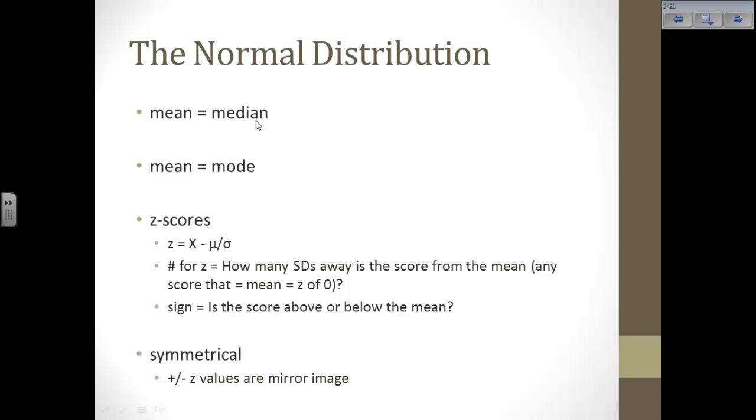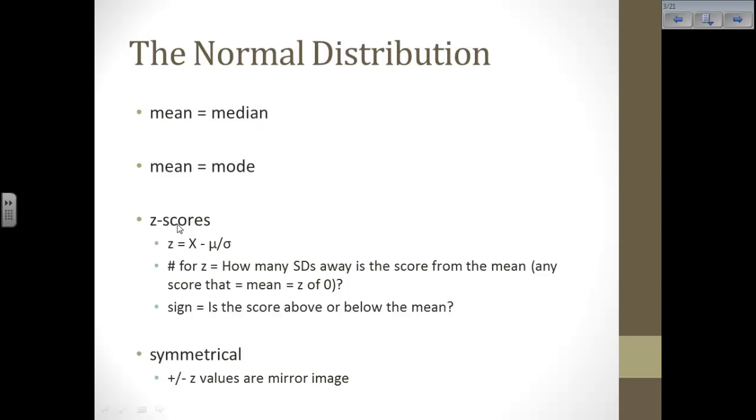And remember, the mode is equal to the most frequent score. Now, in the normal distribution, there are some extreme scores that are either on the high end or the low end, but they're really rare, meaning that they have a really low probability. Most scores fall around the mean.